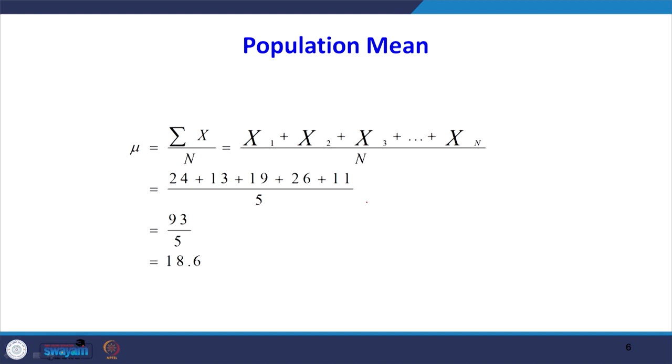For example, the values are 24, 13, 19, 26, 11. Add these numbers and divide by 5 because there are 5 elements. So, 93 divided by 5, 18.6 is the mean of these 5 numbers. So now the 18.6 can be used to replace this set of 5 numbers.